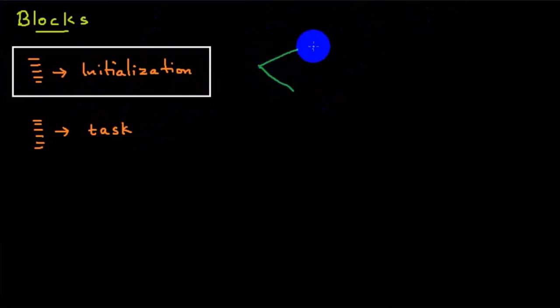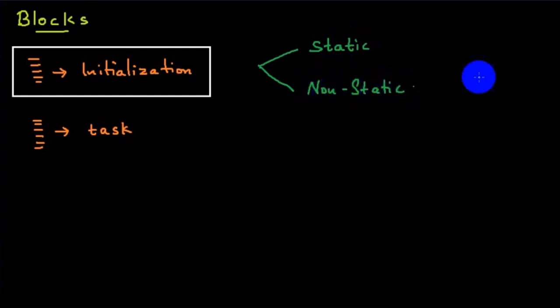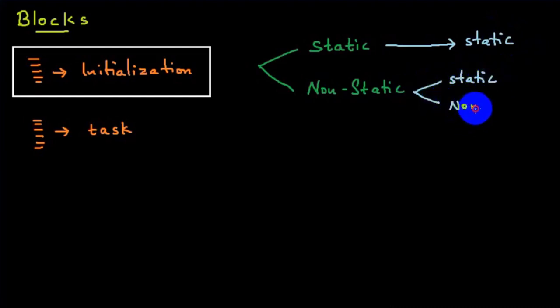What are those? One is called a static block, and the other one is called a non-static block. There are two types of blocks: static blocks and non-static blocks. With the help of a static block, we can initialize only static variables. With the help of non-static blocks, we can initialize static variables also and non-static variables as well. We can initialize both static and non-static.